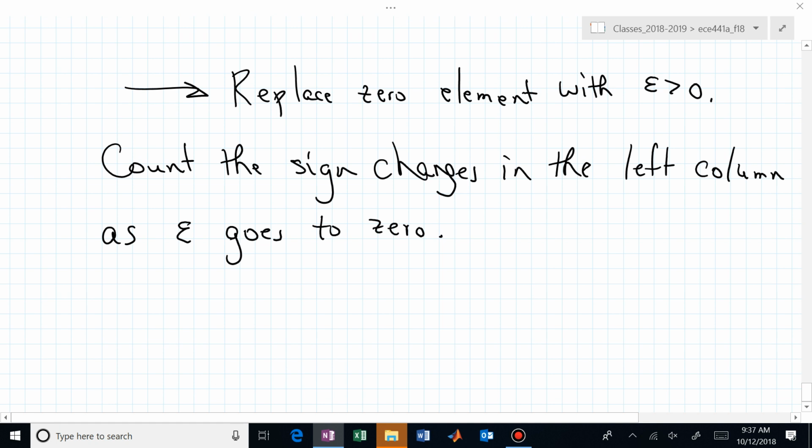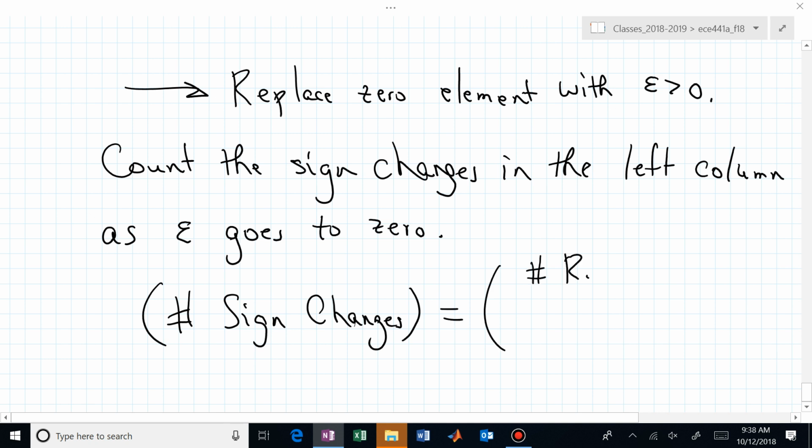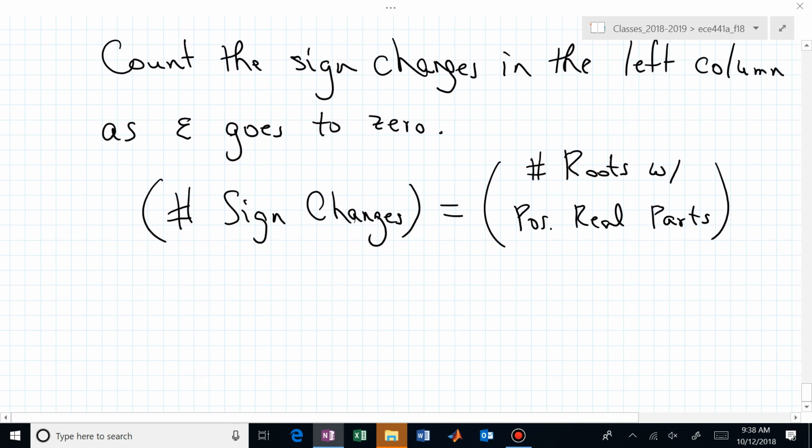And as I let epsilon go to 0, I might in subsequent rows have a left column entry that contains an expression involving epsilon. If that particular element has a negative sign as epsilon goes to 0, then it has a negative sign. I now count the sign changes in the left column, and again that tells me the number of roots with positive real parts, or the number of roots in the right half plane. That's case B.